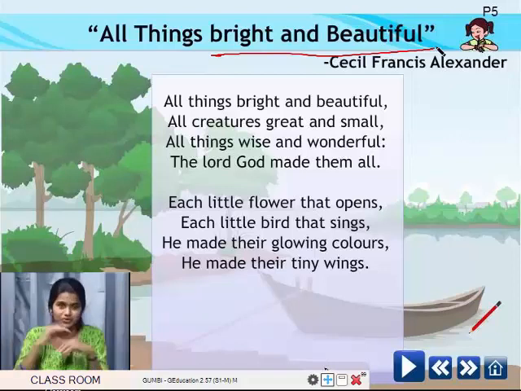All things bright and beautiful. All creatures great and small. All things wise and wonderful. The Lord God made them all. Each little flower that opens, each little bird that sings. He made their glowing colors, and He made their tiny wings.